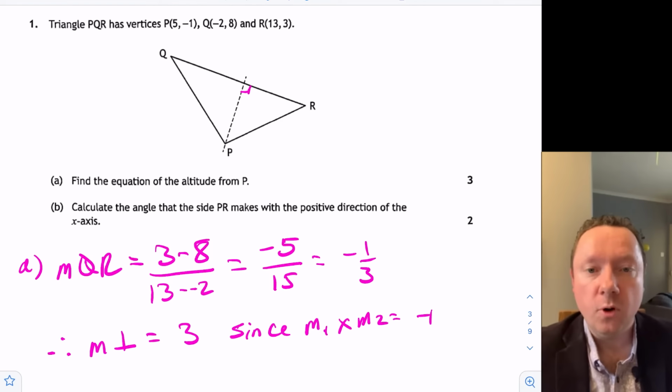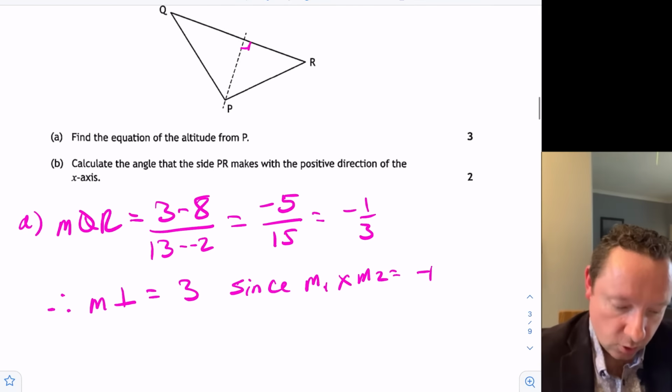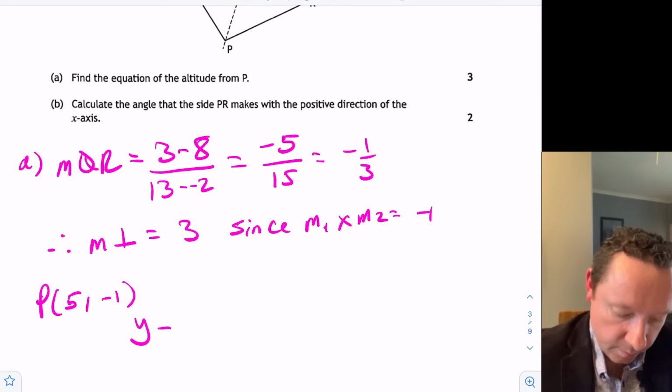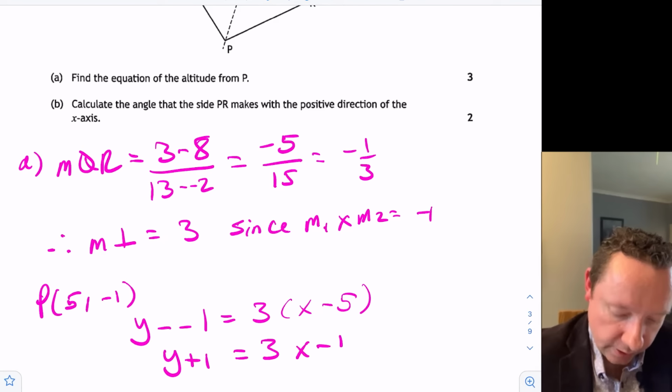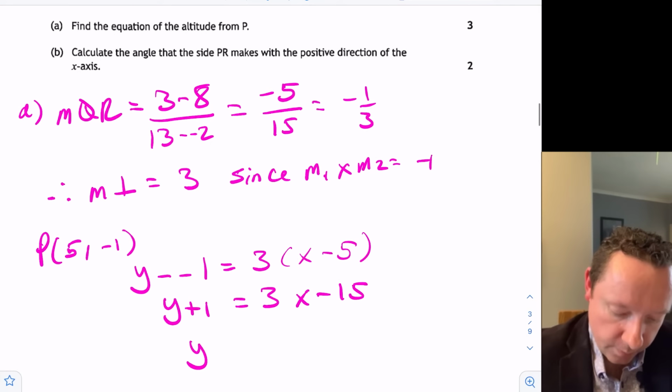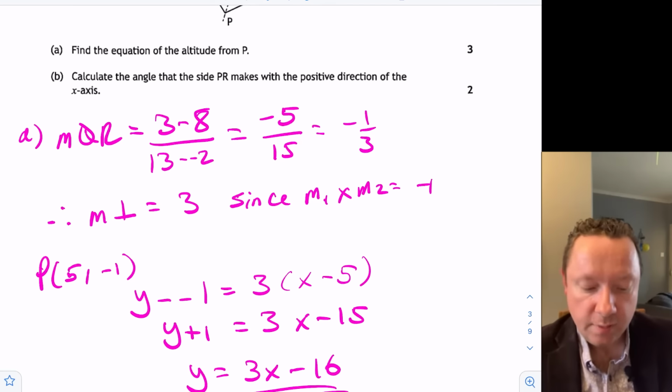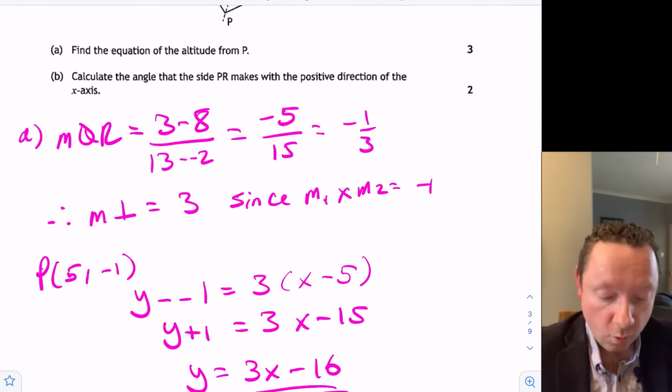So now we can use the point P to get the equation. So P is (5, -1). So I can use y minus b equals m(x minus a): y minus 1 equals 3(x minus 5). So y plus 1 is 3x minus 15. And therefore y must be 3x minus 16. And we're done there.